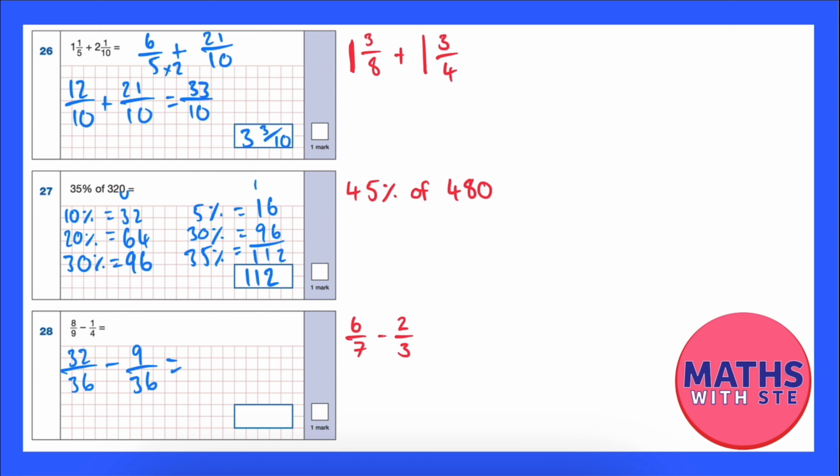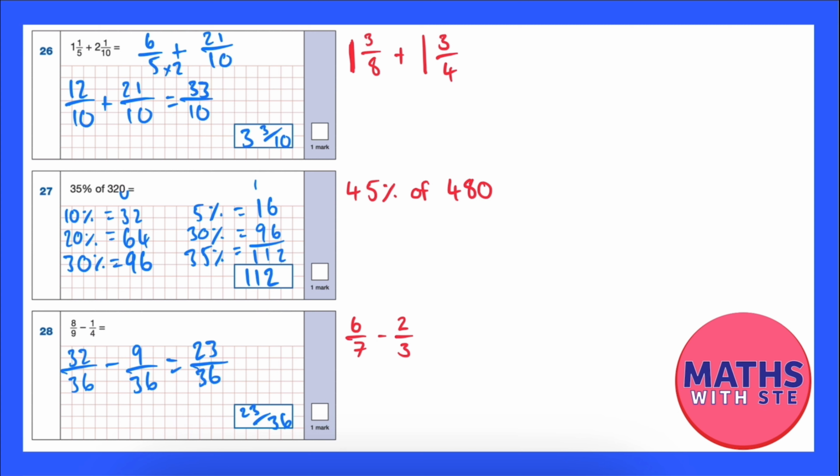Great. So, 32 take away 9. What's 32 take away 9? That's going to be 23, isn't it? 23. And that's going to be over 36. So the answer to that one is 23 over 36. Right, okay. Pause the video. Have a go at these ones.